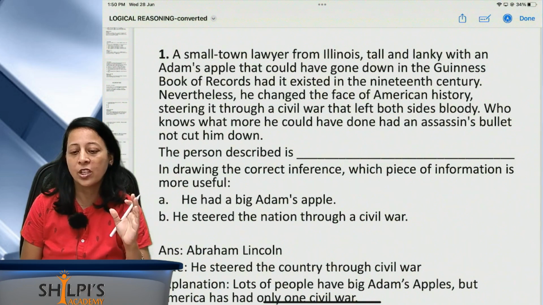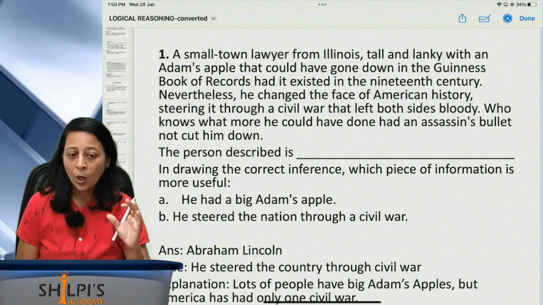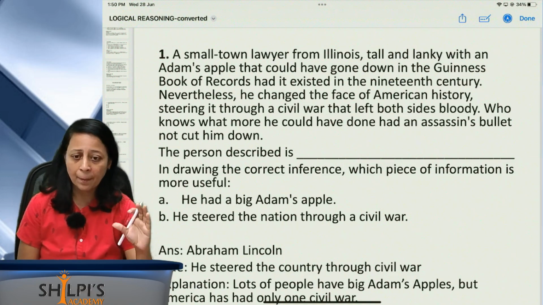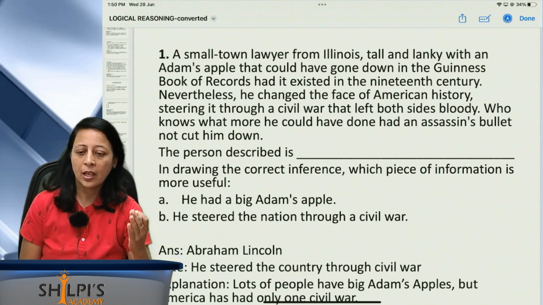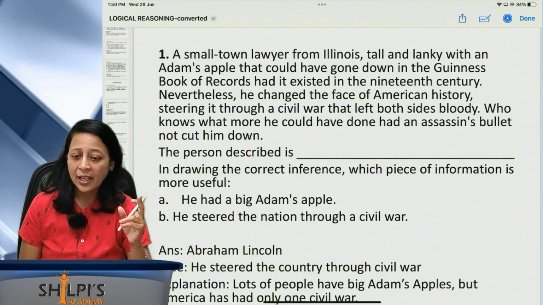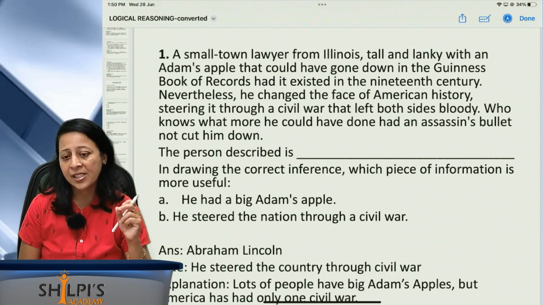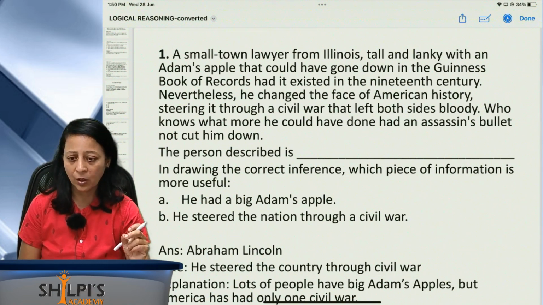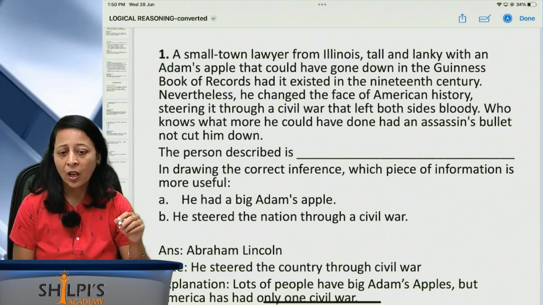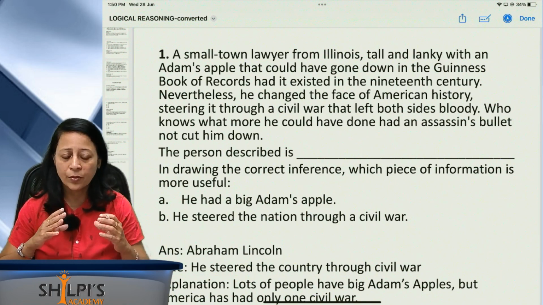So here they are mentioning a person who lived during that century, who has done all these things in American history. In drawing the correct inference, which piece of information is most useful? He had a big Adam's apple, or he steered the nation through a civil war. Okay, this is with the help of the inferences they have given.